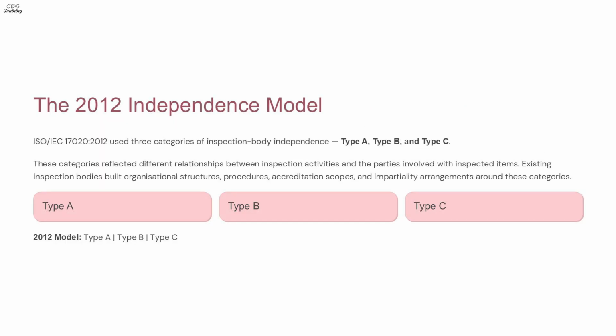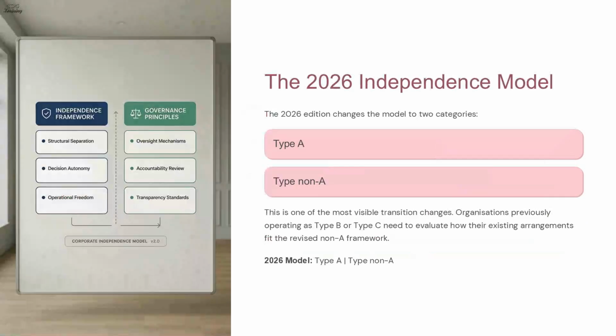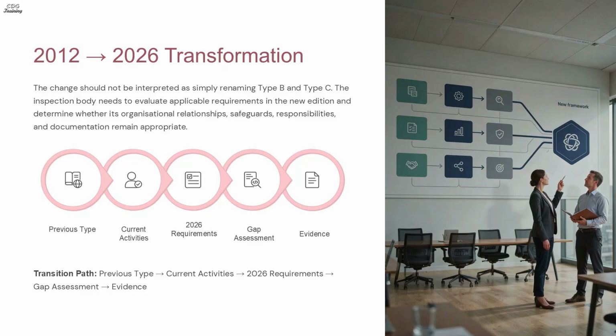The 2012 model categorized inspection body independence into types A, B, and C, each reflecting different relationships and structures. The 2026 model simplifies independence into type A and type non-A, marking a significant transition for organizations previously under types B and C. The transition from 2012 to 2026 involves evaluating requirements and relationships, not just renaming categories. It's about understanding responsibilities and documentation.